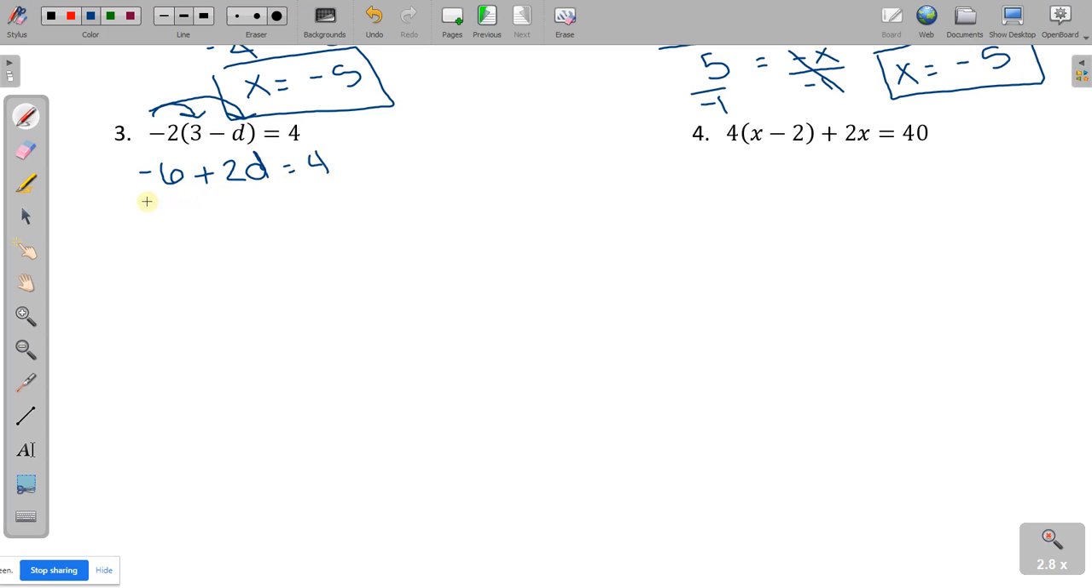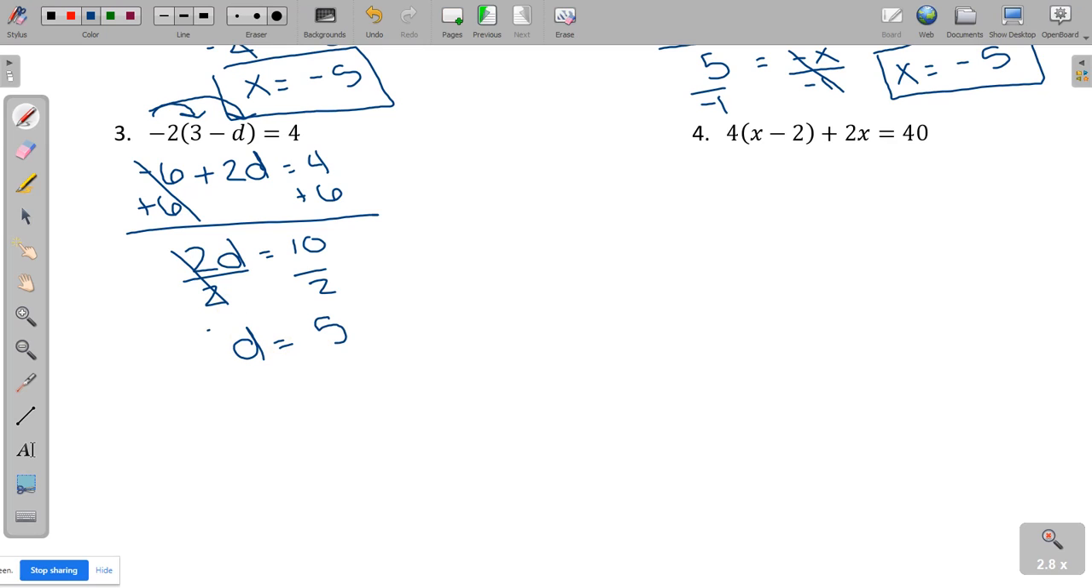Now we have to get rid of our loose number. We're going to add 6 to both sides. Cancels out. Bring down your 2d equaling 4 plus 6 is 10. Get rid of this times 2, so we're going to divide 2 from both sides. Leaves us d to equal 5.